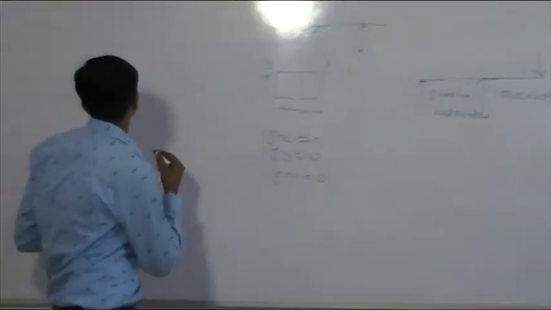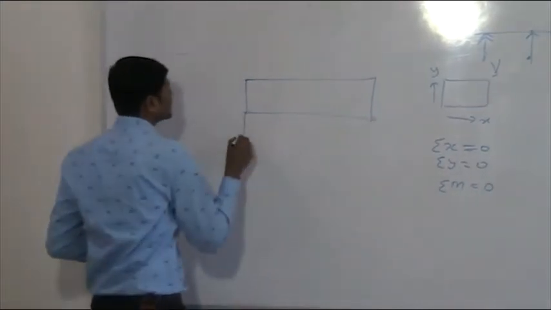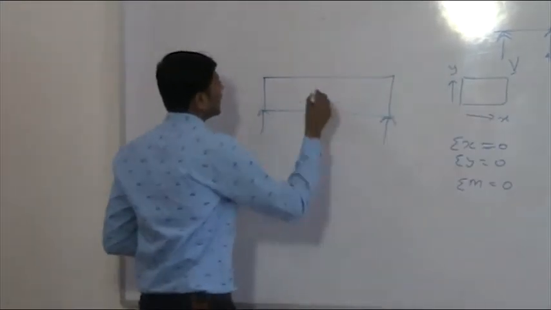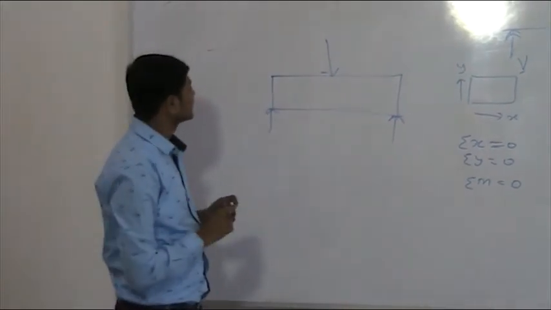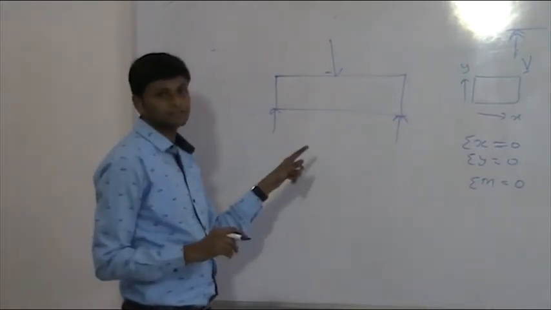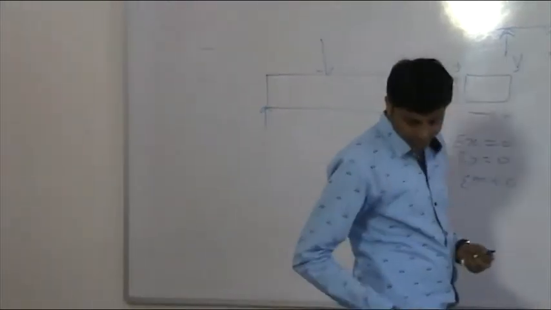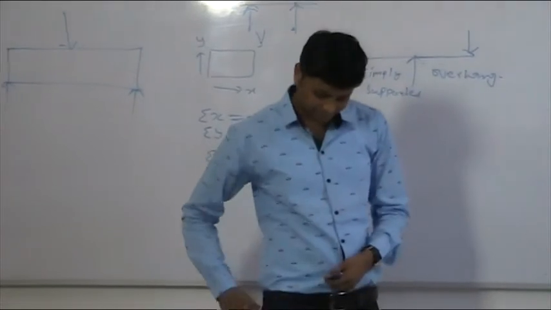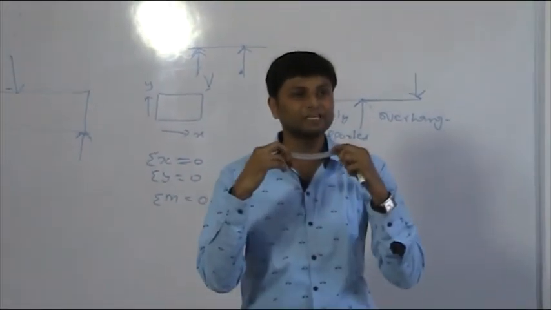If these types of loads come on a structure, then what will happen? Generally, suppose this is a beam and it is simply supported here, and suppose it is acted upon by a point load, then it will deflect, otherwise it will bend. For example, this is a beam and load is applied, then it will be bent.